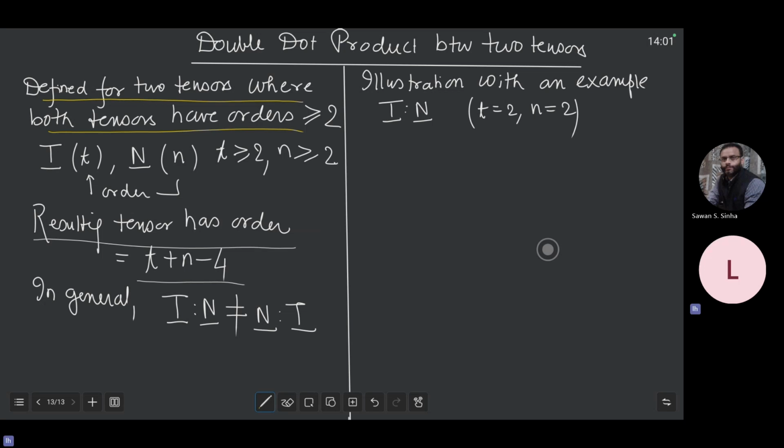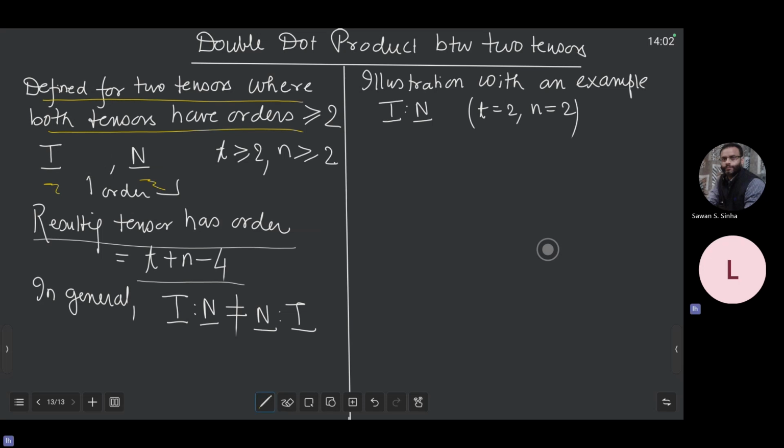So let's consider if we have two tensors, one tensor is T and the other is N, and these two alphabets I am putting to denote the order of the tensor. So it doesn't mean function. Maybe I should not write like this.